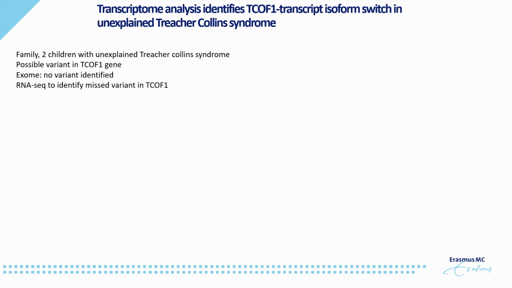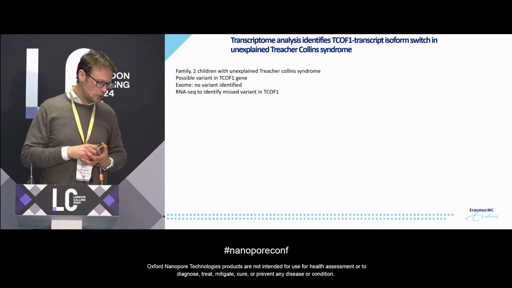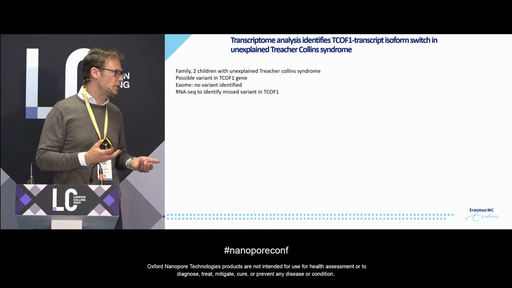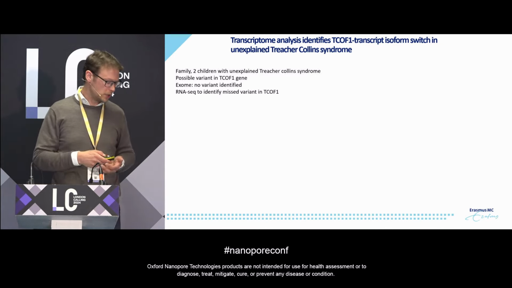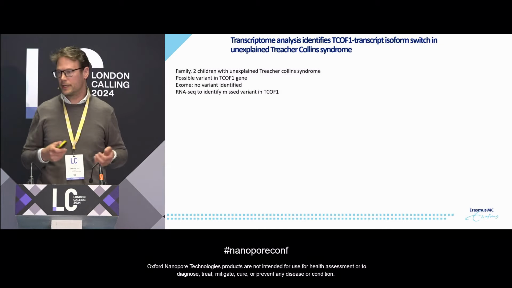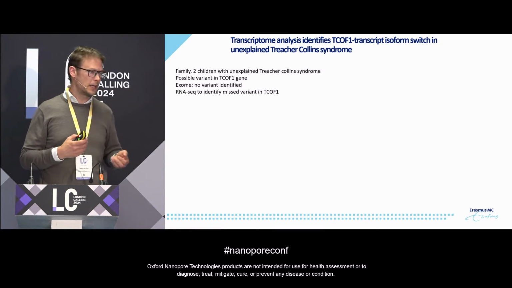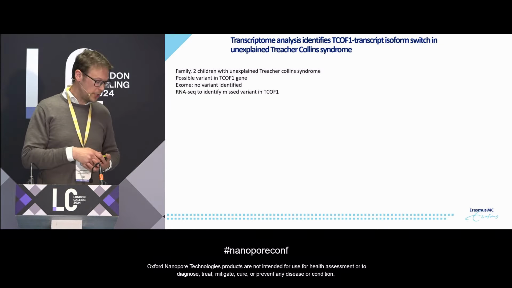So this is a case of Treacher Collins syndrome. It's a very well understood genetic disorder that's caused typically by variants in a gene called TCOF1. So we have a family here with 2 unexplained cases of Treacher Collins syndrome, and no causative variants were found using exome analysis. Even with short read whole genome sequencing, nothing was found.